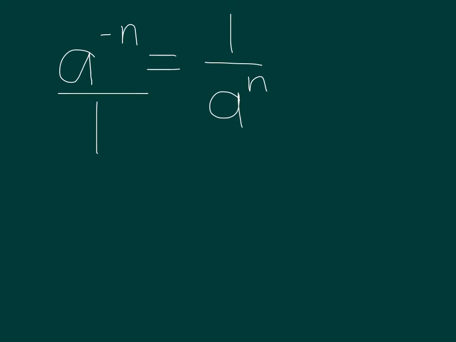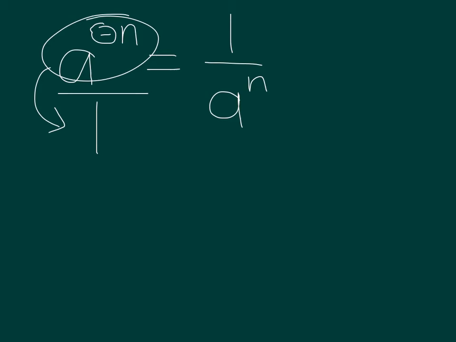Anytime you have a negative exponent, it's best to think of it in a fraction. And all you're doing is taking this whole thing to the bottom side and making the negative exponent positive. So that's basically all it starts with.